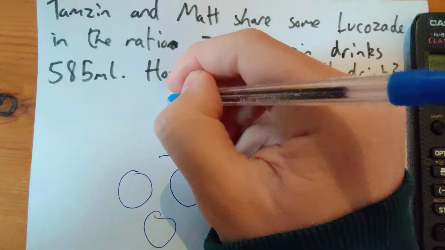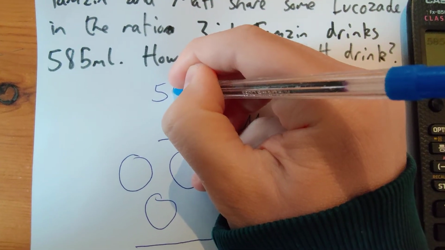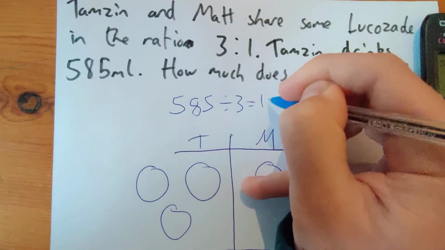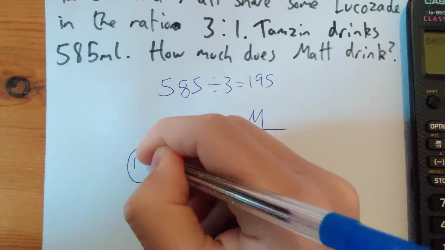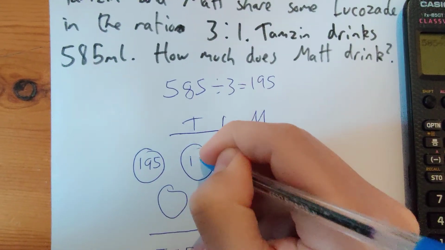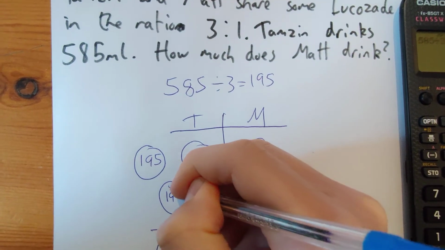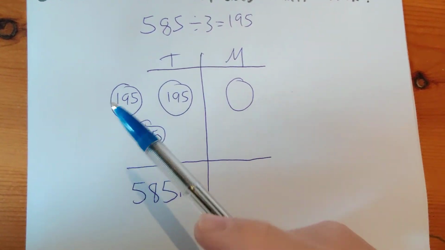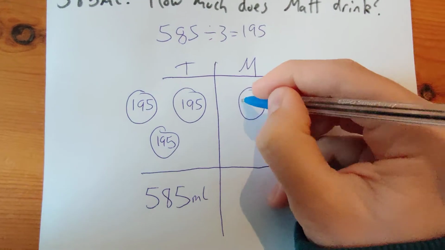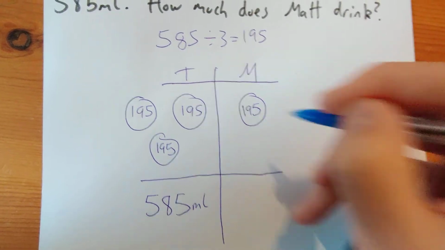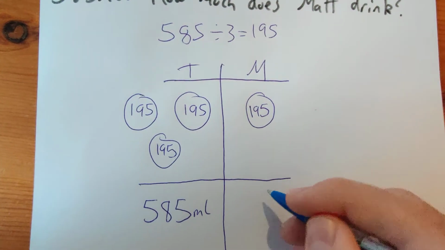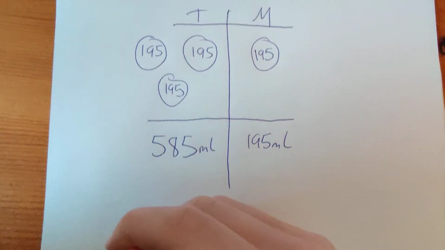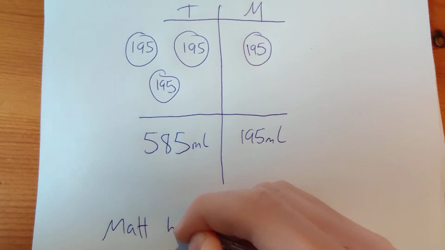Write that calculation down that I've done so my work makes sense. So each part in Tamsin's has 195, and as I said on the video earlier, all of the parts have to be the same. If Tamsin's parts are each 195, then Matt's part must also be 195. Matt only has that one part, so he must have 195 mils.